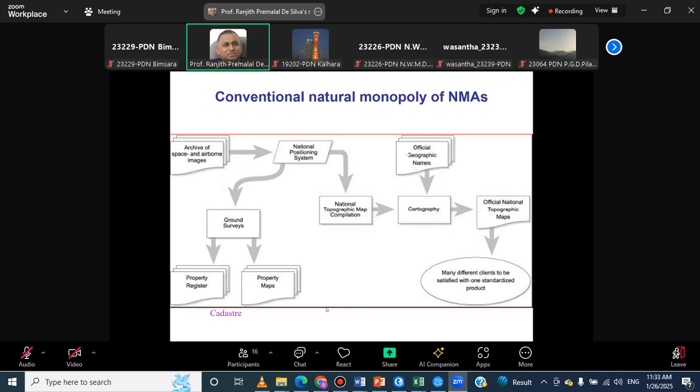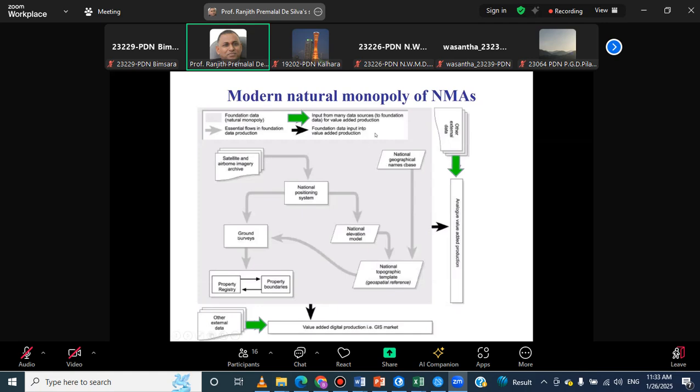But things have changed over time. If you look at the modern natural monopoly of national mapping agencies, the mandate has been changed. We have what we call foundation data, the basic data layers. We'll come into that topic later in the course. Rather than having a natural monopoly, now we have input from many data sources for value-added production. Earlier only the National Mapping Agency produced it, but now a lot of stakeholders provide inputs from various data sources and produce value-added products.